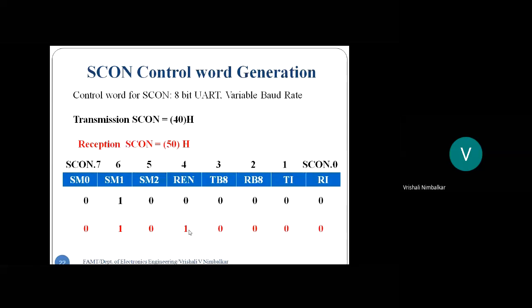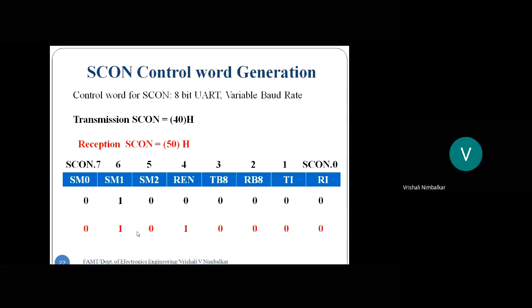We are doing 8-bit communication. So TB8 and RB8 are the 9th bits. What are we doing? We are doing only 8-bit communication. So these 2 bits will be ignored. Don't care. Generally, I keep it as 0. And TI and RI are the flags. These are set and cleared by the serial communication hardware. So we have kept these as 0, 0.